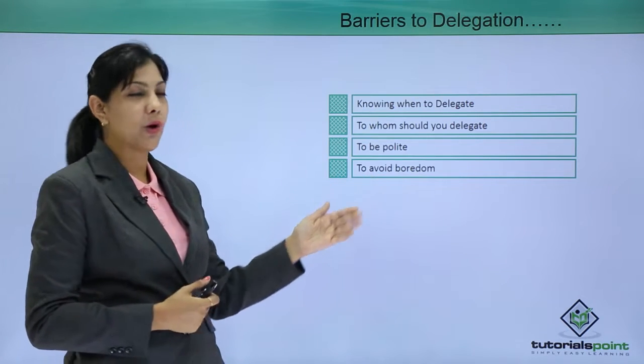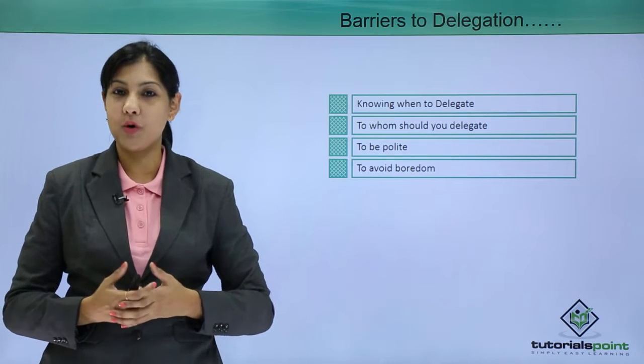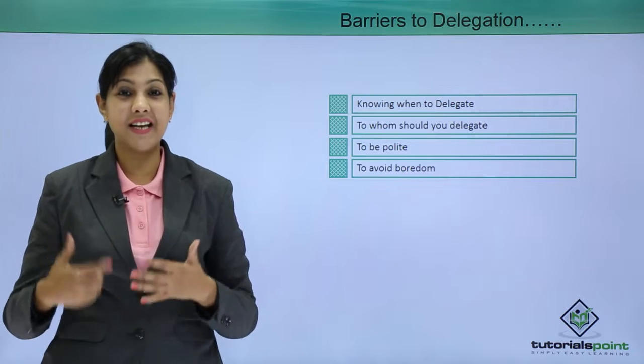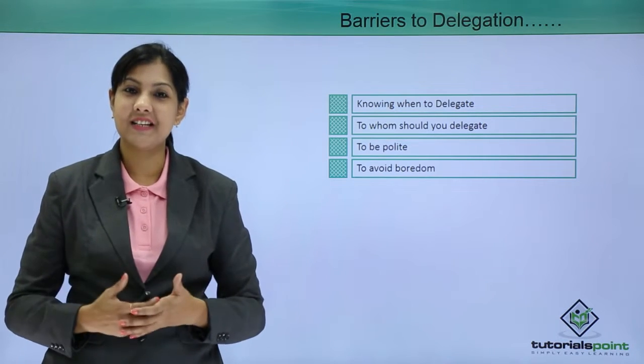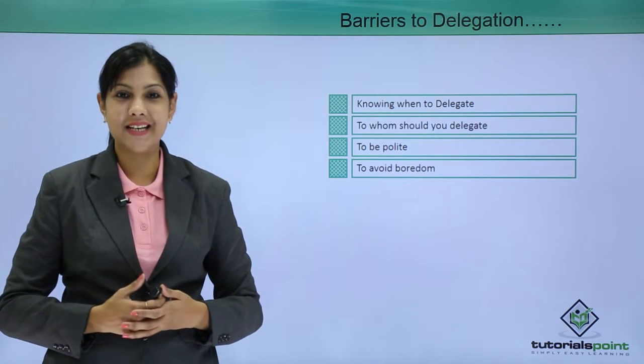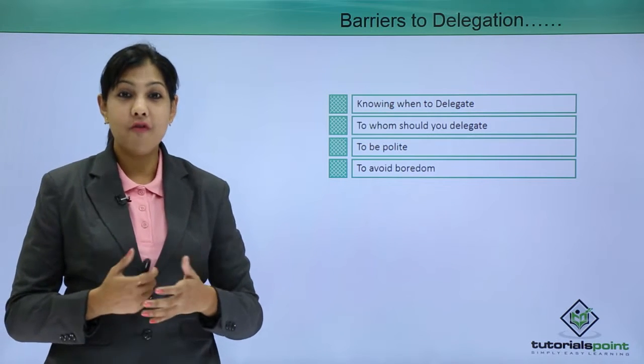And a lot of people also delegate to avoid boredom because you don't want to do the same task again and again and again. It becomes monotonous. So what do you do? You delegate. So to avoid boredom, people delegate. These are certain barriers for delegation.